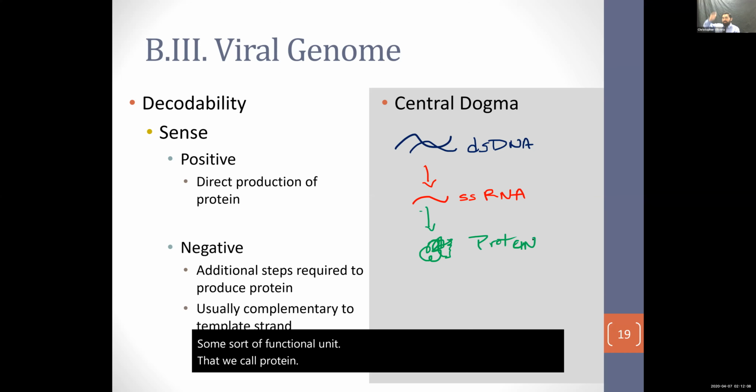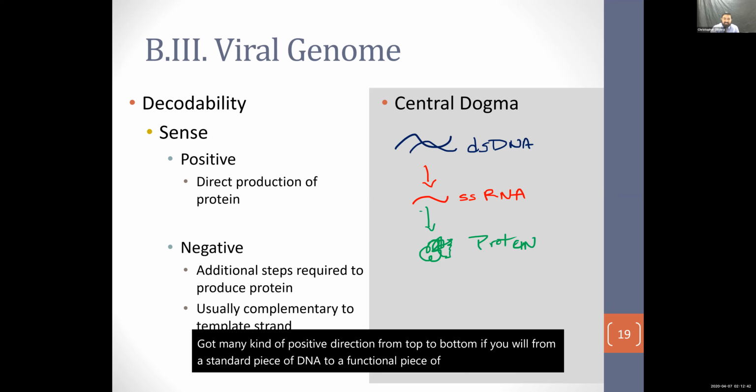Now, that was what we call the positive direction of the central dogma. Everything proceeded pretty straightforward. Okay, so that meant a kind of positive direction from top to bottom, if you will, from a standard piece of DNA to a functional piece of protein. That's what's supposed to happen.